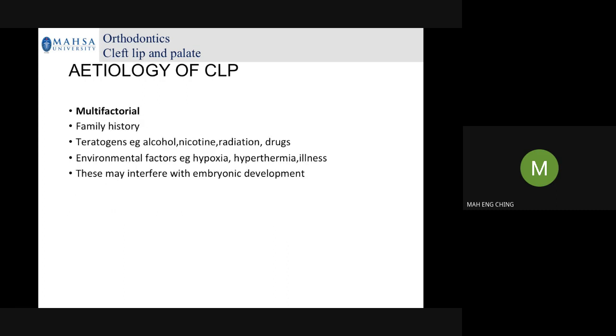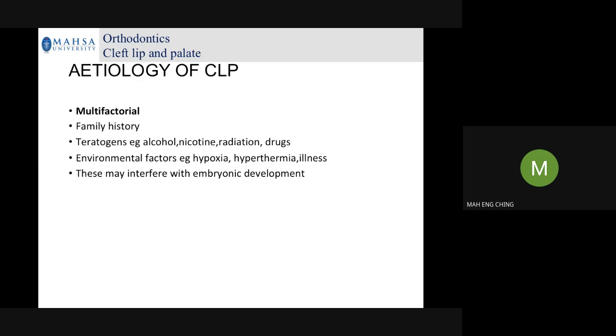So what's the etiology of cleft lip and palate? Multifactorial. So many factors are involved during the growth of the lip and the palate. Family history can play an important role. It can be genetic. Sometimes the parents are cleft lip and palate patients, then the kid might have a higher chance of it. Then teratogens, like drinking a lot of alcohol during pregnancy. Then nicotine, smoking too much.